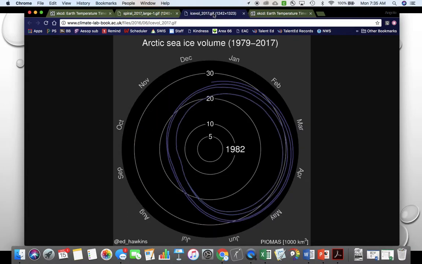We can also correlate that to ice volume. This is 1979 to 2017.